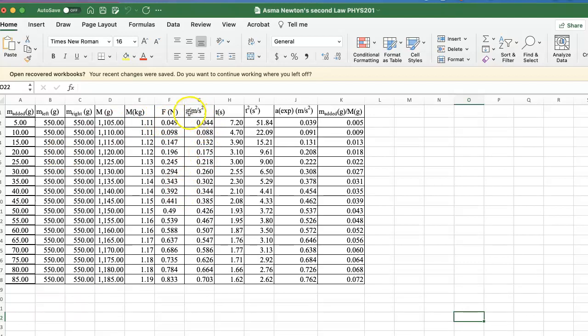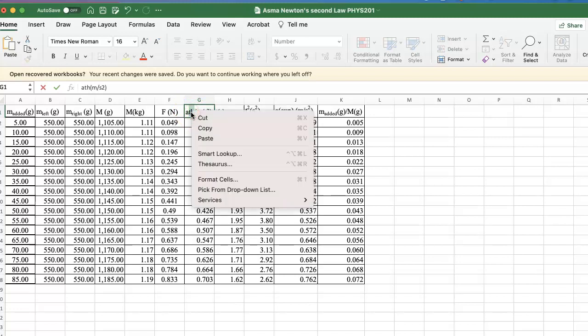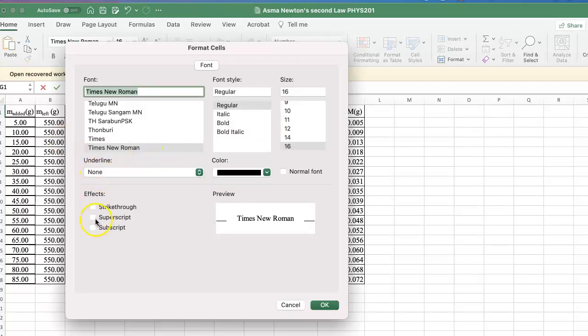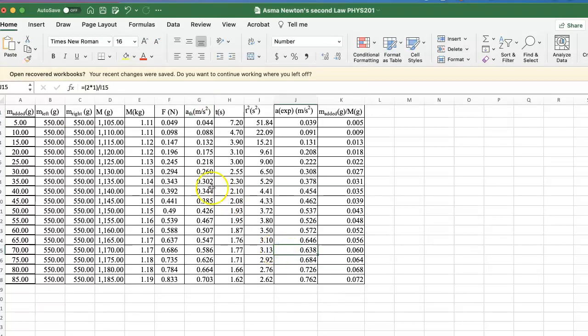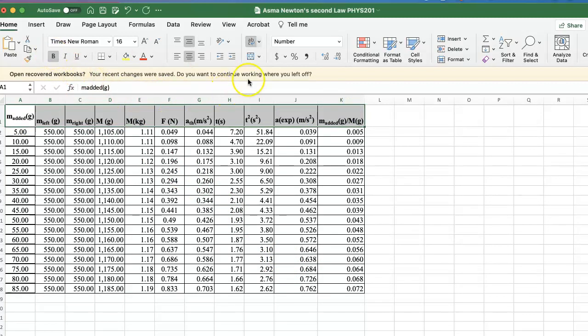Now this one here is my theoretical. Let me do that. Your titles and everything should be very similar to what I have in here. Subscripts. Then this is my A theoretical. All right, and let me have these in bold.